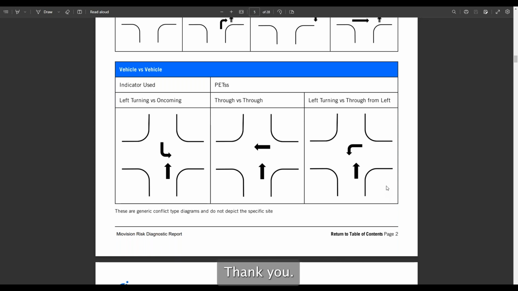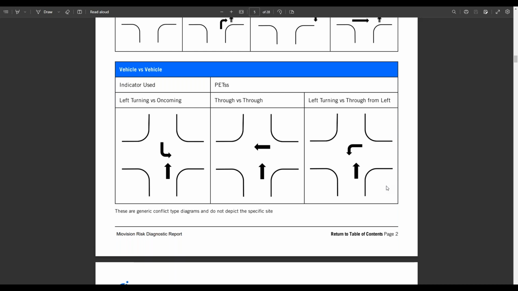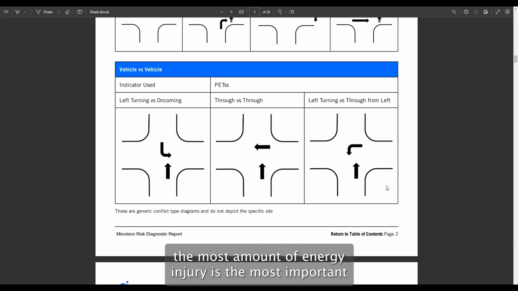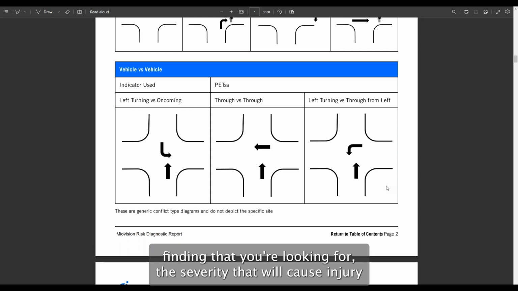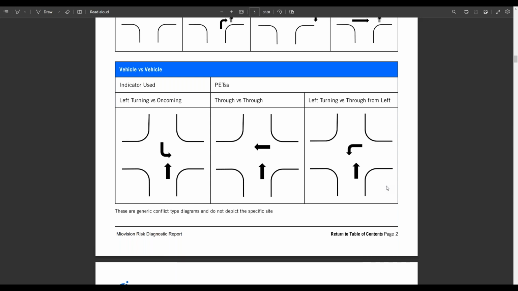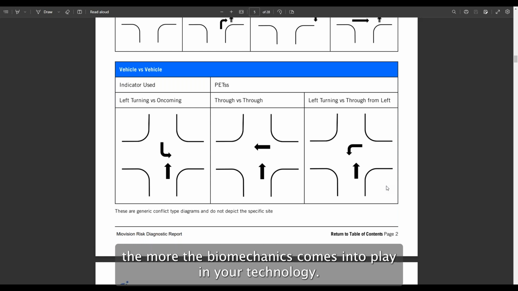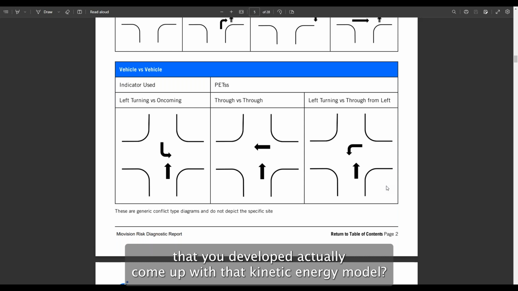That was really helpful. Thank you. It was kind of apparent as you were talking through that severity, looking for the ones that are going to cause the most injury, is the most important finding, the severity that will cause injury or fatality. And I'm assuming that speed's a large factor in actually calculating that, because obviously the faster you go, the more the biomechanics comes into play. Just from a technology question, is that a relative type measure that you do from the video? Is that a technology that you developed to actually come up with that kinetic energy model?